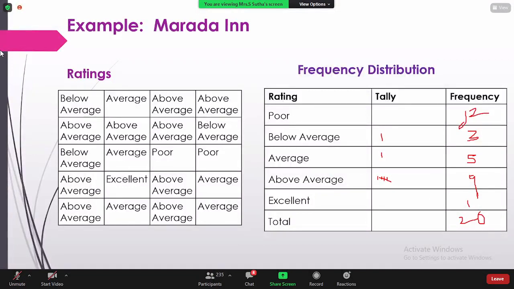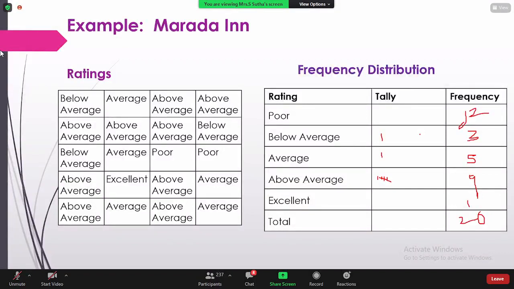9 plus 1, 10. So 50% of the guests rated the quality of accommodation provided by Maratha Inn at above average. And also 75% of the respondents rated the accommodation provided by Maratha Inn at average and above. Only 25% of the respondents rated the quality of the accommodation below average.